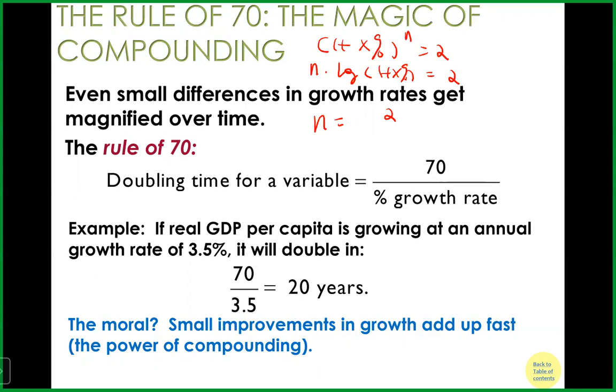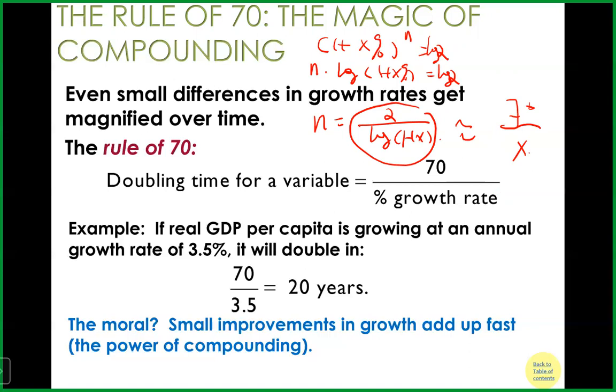Wait a second, sorry. Okay? So this is approximately equal to 70 divided by X. That's how the 70 comes from. So if you don't get that, don't worry. This is not a math class. This is economics, right? So this 70 is enough.